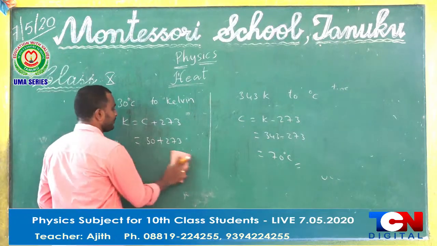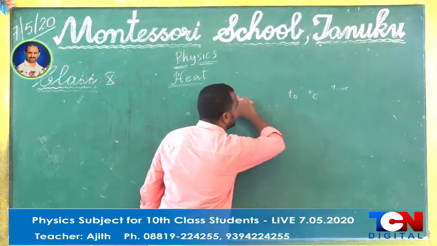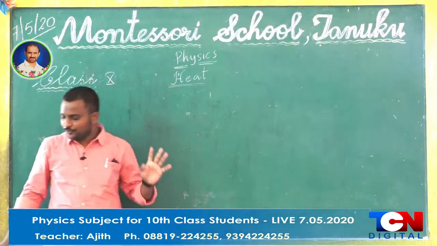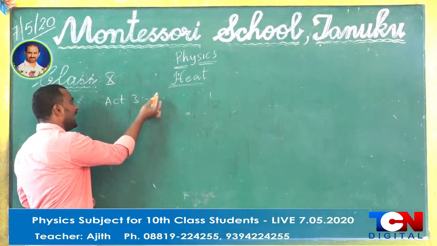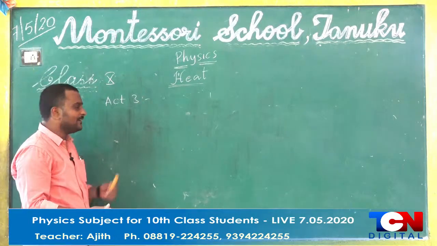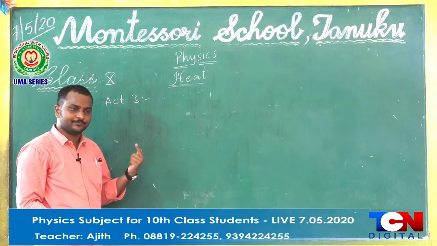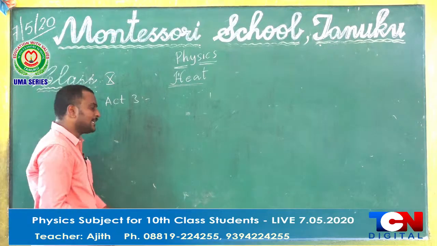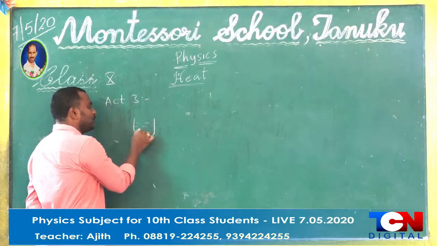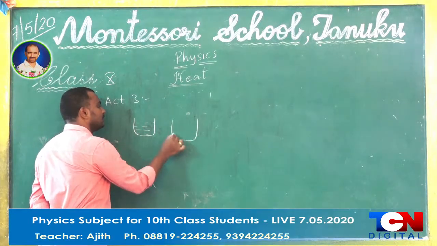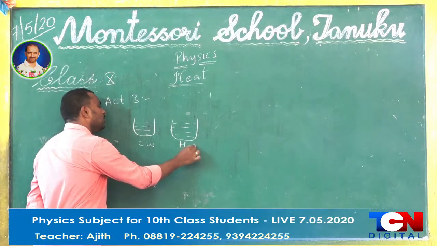Next we have some important activities in the heat lesson. That is activity 3, activity 4 and activity 5. Activity 3 in the heat lesson gives the relation between temperature, absolute temperature and kinetic energy. In this activity we will take 2 beakers of water. One is cold water and one is hot water.